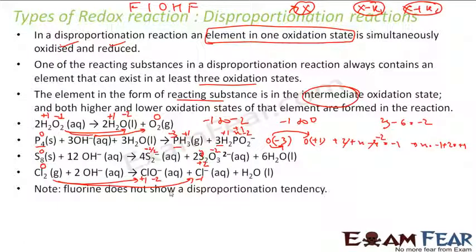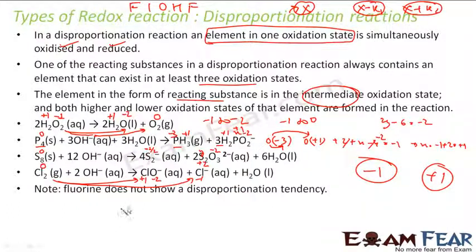And please note, fluorine will not have the tendency to show this disproportionation reaction. Why? Because fluorine has an oxidation state of -1 only, and one rare case we saw +1. It doesn't have 3 oxidation states. So it should have at least 3 oxidation states to show a disproportionation reaction. Fluorine doesn't have, so it won't show disproportionation. Hope you understand this. So it should have at least 3 oxidation states, and the reacting species should be in the intermediate. If it is in the extreme, it won't be able to either get oxidized or reduced.